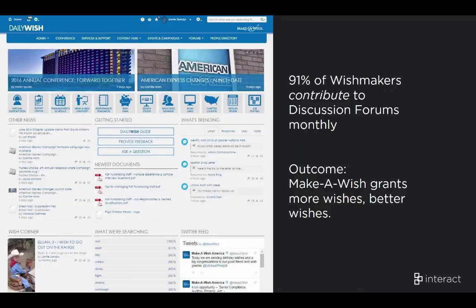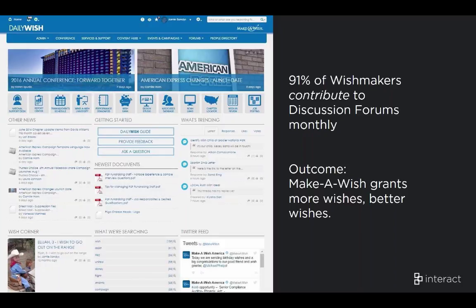And the feedback was tremendous. They have 91% of over 2,200 wishmakers around the country contributing on a monthly basis some victories, maybe some setbacks, ideas, and best practices. And what they found is that they were able to create so much efficiency with these discussion forums and sharing ideas back and forth that they are actually able to create more wishes and better wishes for more kids around the world. So it's really helping them achieve their mission.